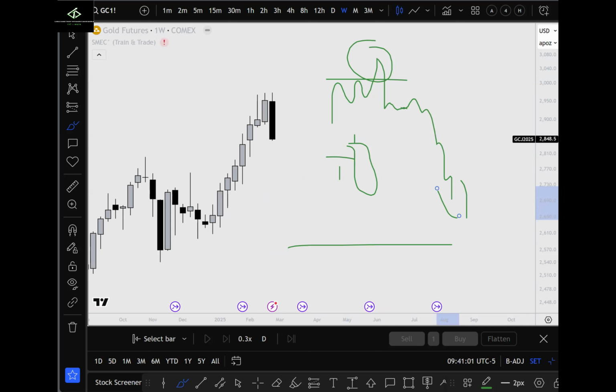So first use the daily time frame for direction and then the 4 hour time frame for continuation. Yes.